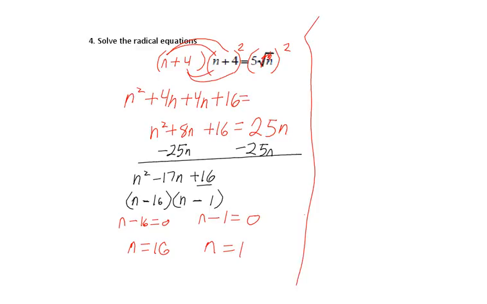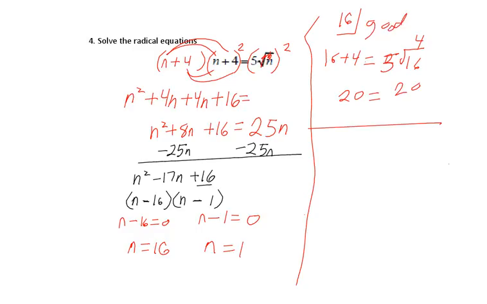So let's check. For 16, that means 16 plus 4 equals 5 times the square root of 16. The square root of 16 is 4. 5 times 4 is 20. 16 plus 4 is 20. So 16 is a good answer.